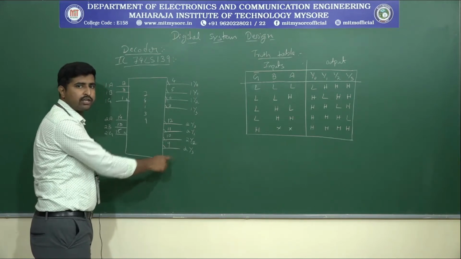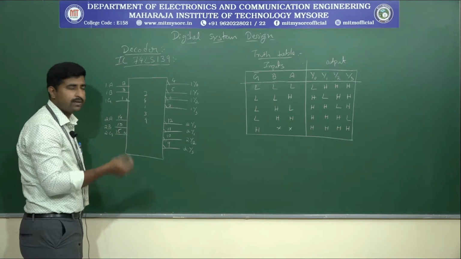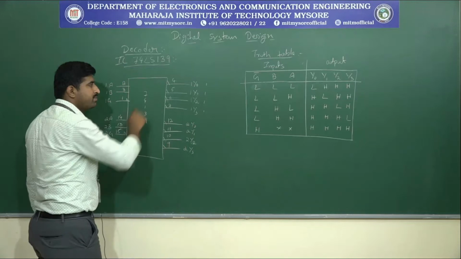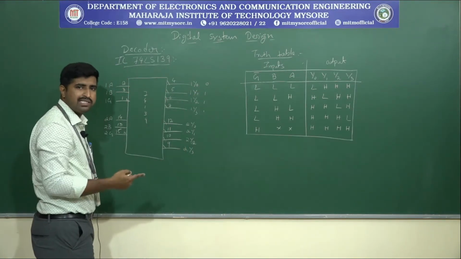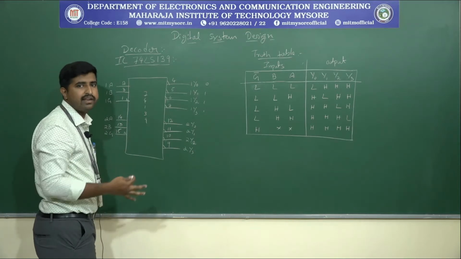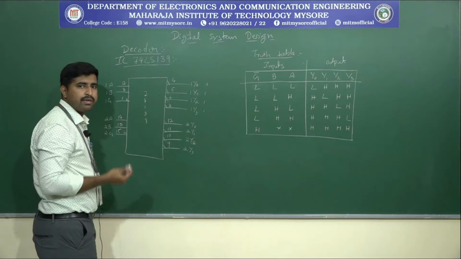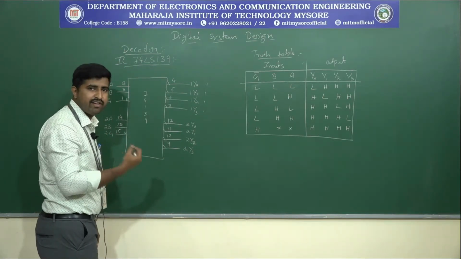What I said is that active low pin means that when this pin is disabled, it will always be logic 1. When this pin is enabled, the output will be logic 0. So logic 0 means it is enabled, activated. Logic 1 means it is disabled. The comparison between active high pins and active low pins, all this we have discussed.